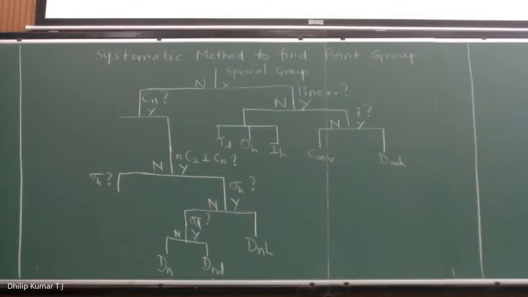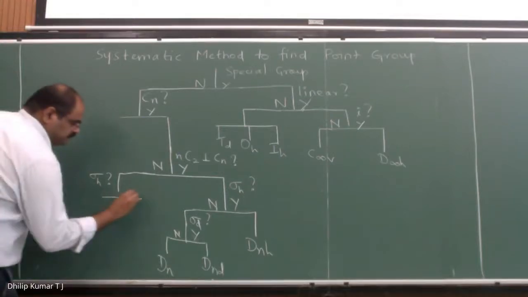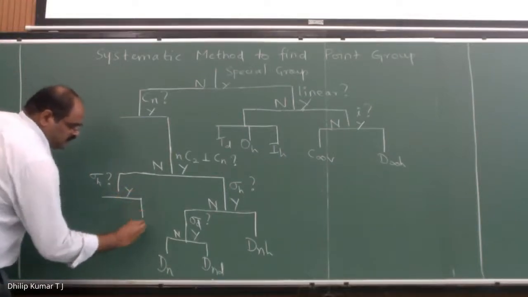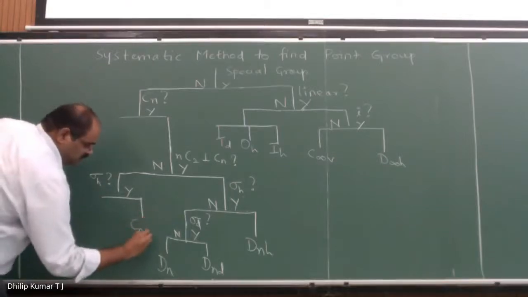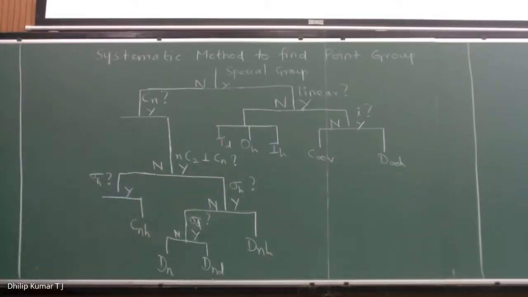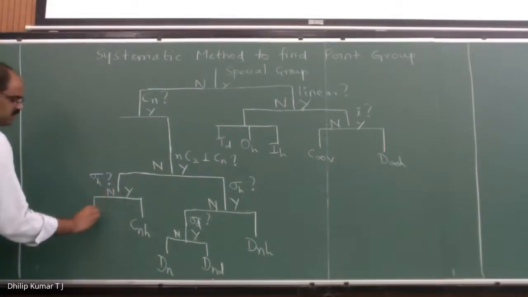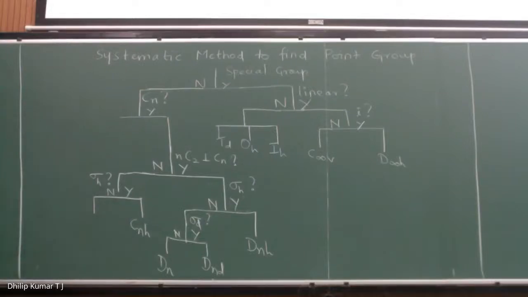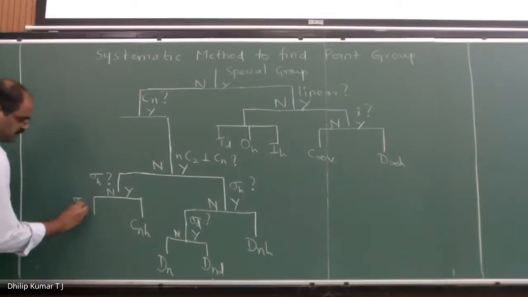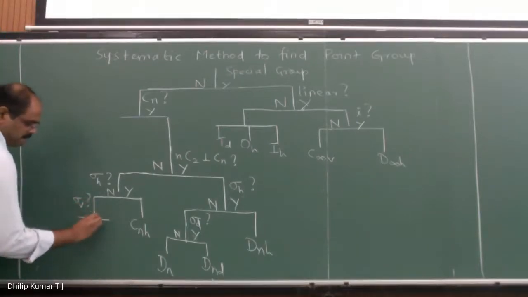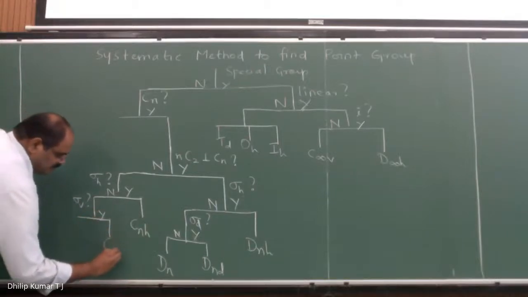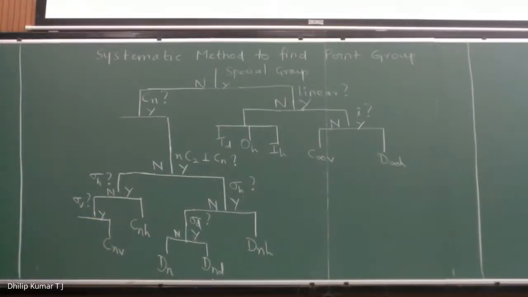If the answer is yes, then you call it Cnh. Something similar to what we do in D. Same way, you have to check for sigma h. The answer is no. The molecule doesn't have sigma h. Then you can say it is Cnv. The molecule will have Cnv. You can check for sigma v. Answer is yes. Then Cnv. The answer is no. Then you call it just Cn.